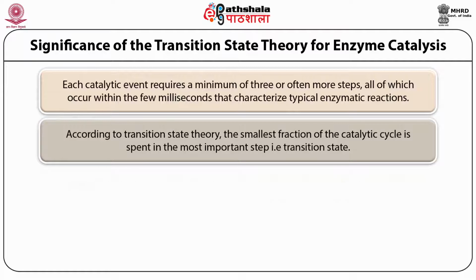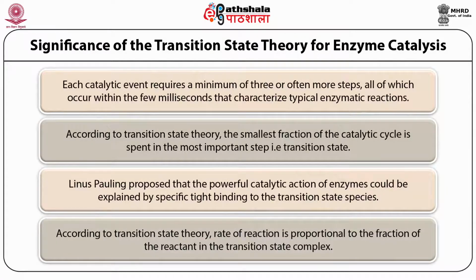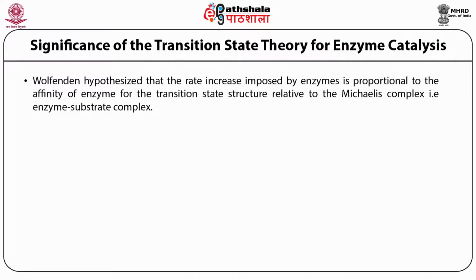Pauling proposed that the powerful catalytic action of enzymes could be explained by a specific tight binding towards the transition state species. According to transition state theory, the rate of reaction is proportional to the fraction of reactant in the transition state complex. Wolfenden hypothesized that the rate increase imposed by an enzyme is proportional to the affinity of the enzyme for the transition state structure relative to its Michaelis complex, that is, the enzyme-substrate complex.